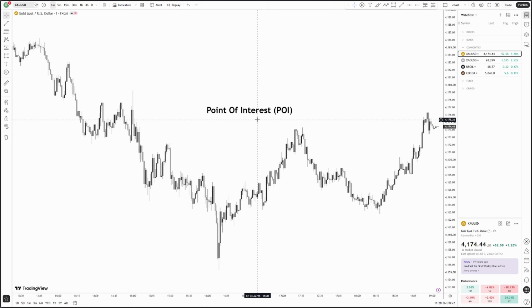Basically, a point of interest is nothing more than a price where a reaction is likely to occur. This can be literally anything, like a blocking zone, a break, either a continuation break or a reversal break, but in short, anything that can induce a reaction. Now, how do you know which one you pick?